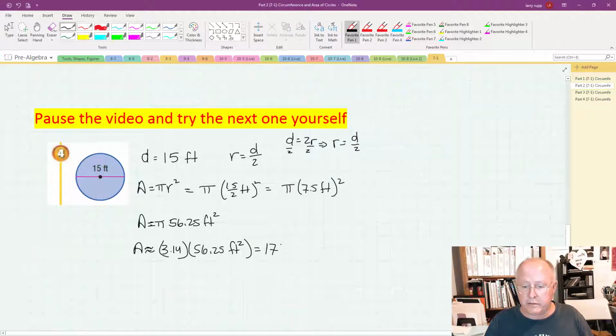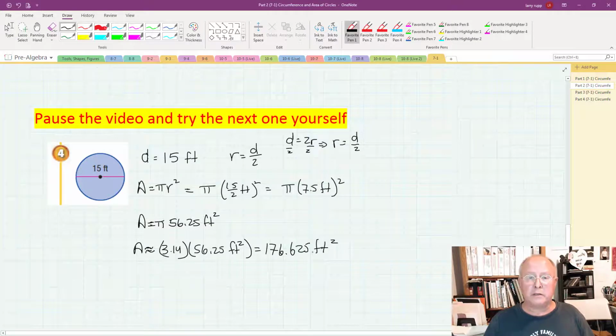So we have 176.625 feet squared. Now you'll notice I don't round any of this until I get to the very end of the problem. And that's how you work this if you want to have correct answers. Don't round in the middle of the problem. Round at the very end, keep as many decimal digits as you can, and round it at the end.